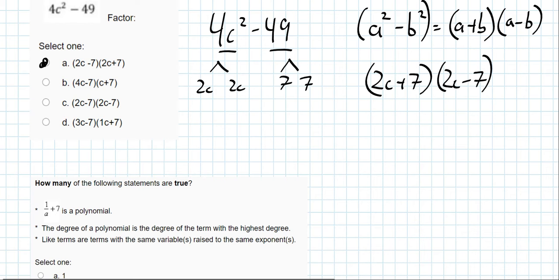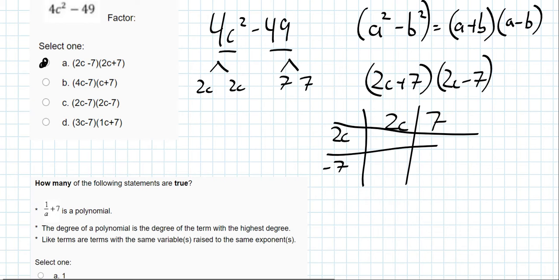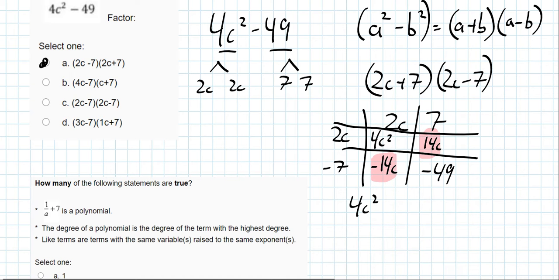And we'll just double check. 2c plus 7, 2c minus 7. 2c times 2c is 4c squared. 2c times negative 7 is negative 14c. 2c times positive 7 is positive 14c. And 7 times negative 7 is negative 49. So we end up with 4c squared. These two are our like terms. Negative 14c and positive 14c cancel each other out. And negative 49. That's what we started with. We're okay.